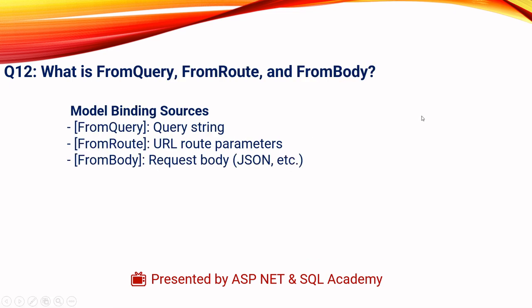These attributes control where model binding pulls data from. FromQuery reads from the query string, FromRoute from URL routes, and FromBody from the request body, often as JSON.